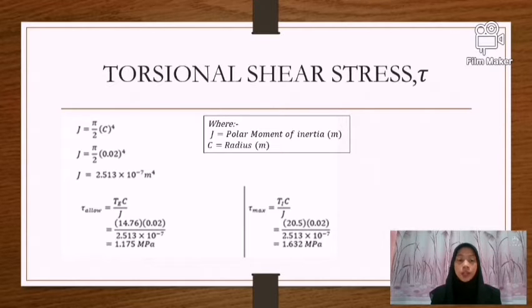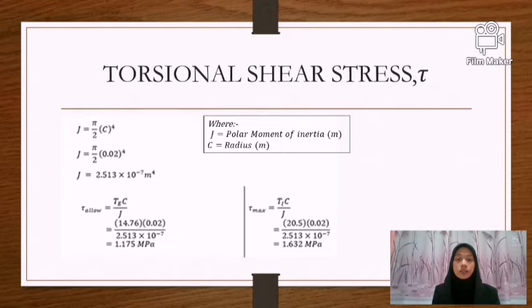For our project, the radius is 0.02 meter, so we get J equal to 2.513 times 10 power of negative 7 meter power of 4. Next, after we get the J value, we will calculate the shear stress for allowable shear stress and the maximum shear stress.